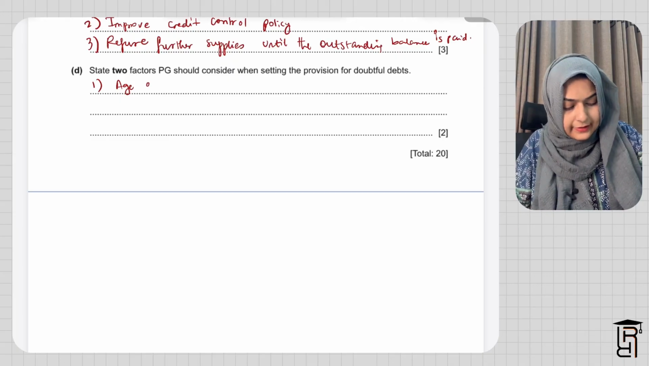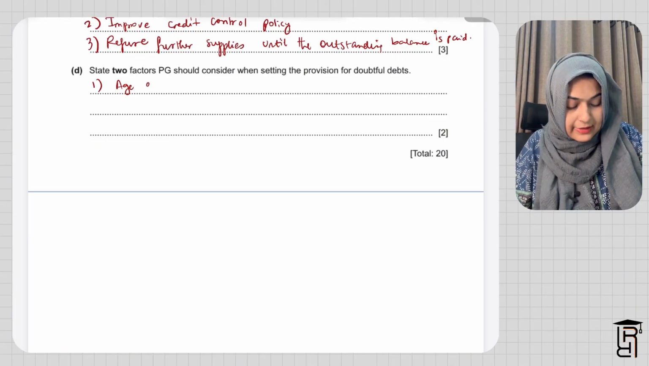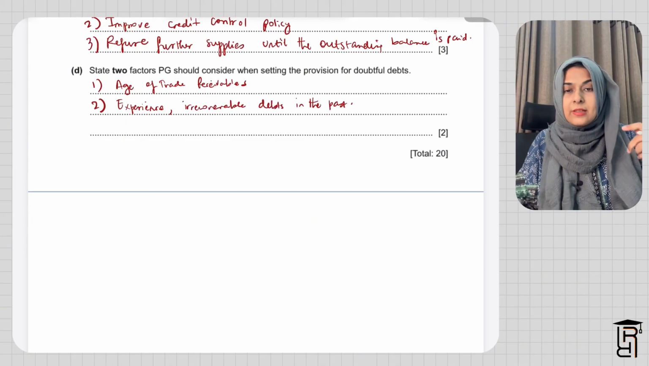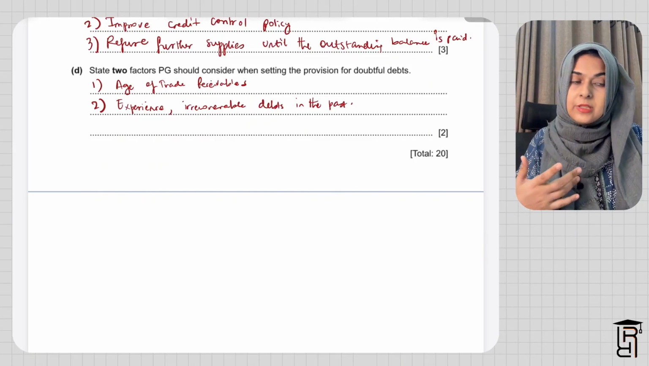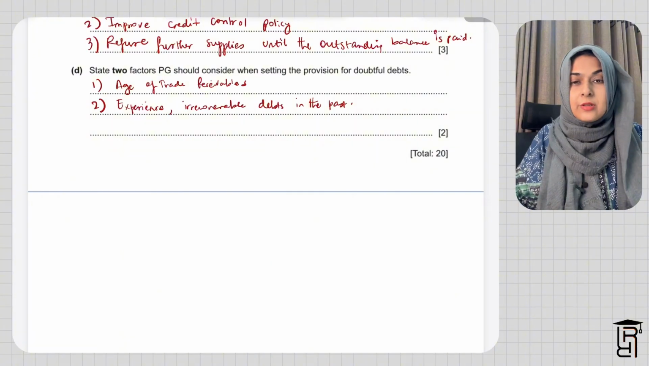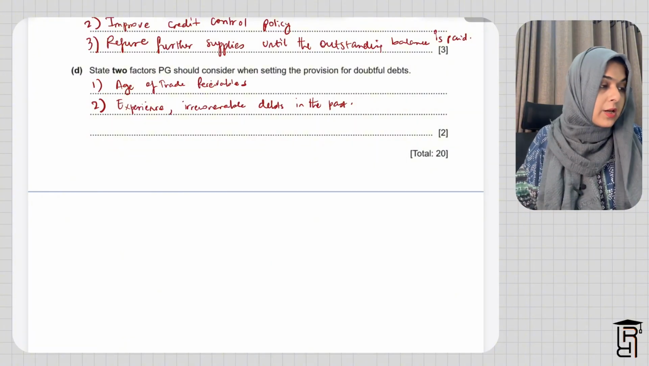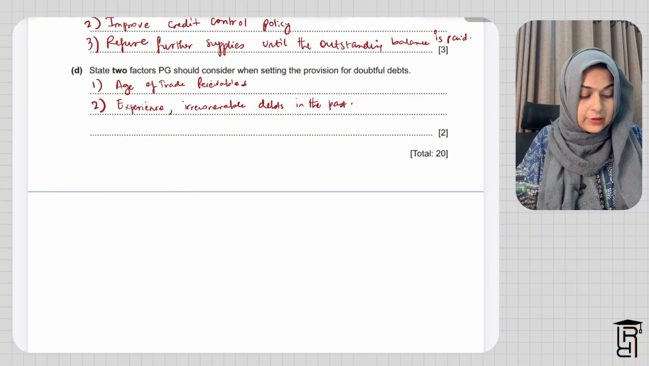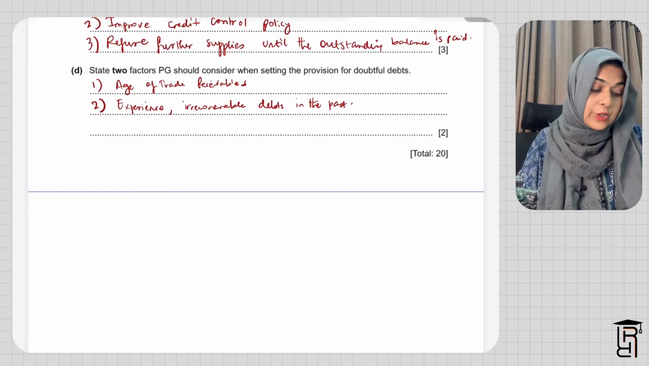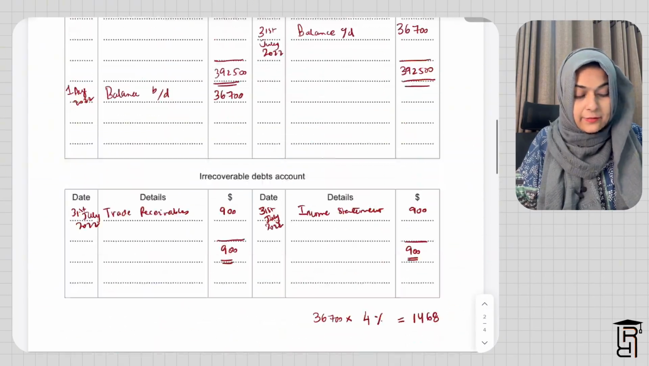So the second thing here is that you can say experience, or what the irrecoverable debts were in the past. This information basically goes into the history of trade receivables, and what was the amount of irrecoverable debts in the past. So that can also help us know what percentage we'll set for provision for doubtful debts. So that's it for this question.